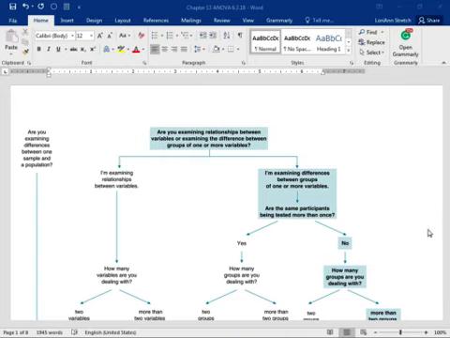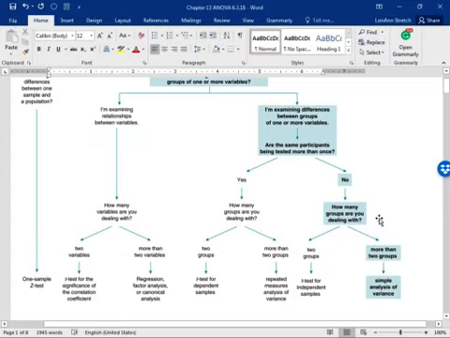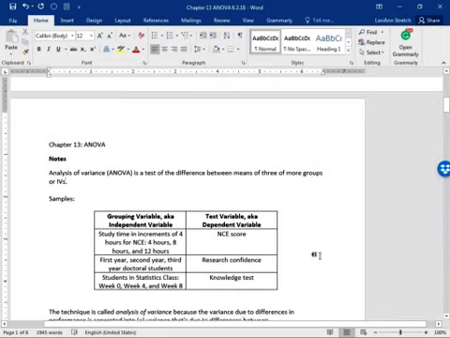measuring. Now we're going to be looking at differences among more than two groups, and so you can follow the chart here. Differences, yes, we're going to be examining differences. No, the participants have not been tested more than once. How many groups are we dealing with? Two or more. So we're going to do a simple analysis of variance.